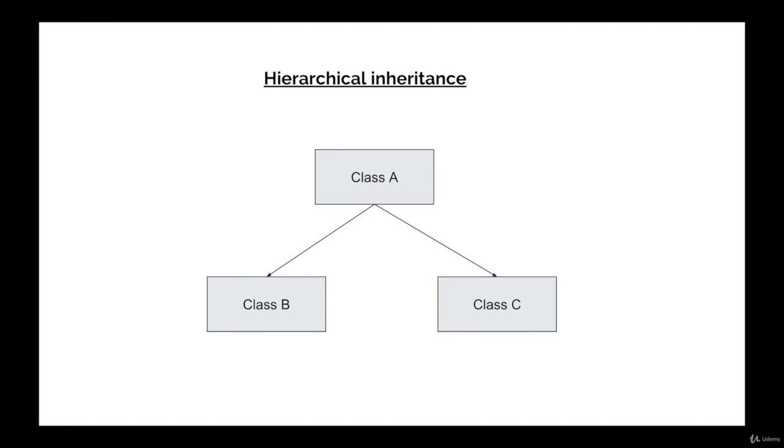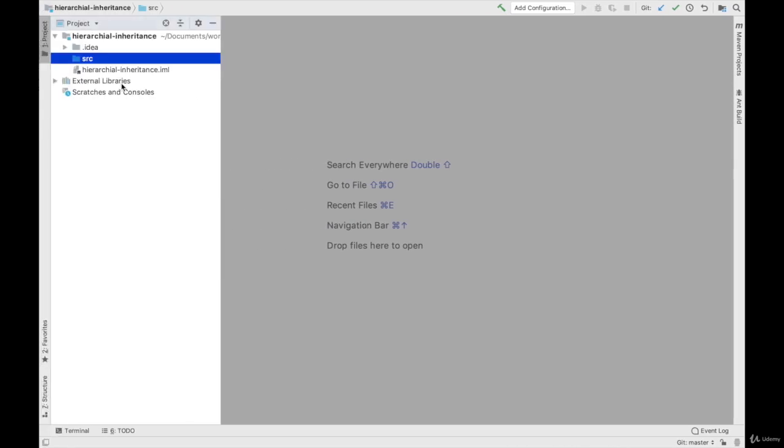Hello guys, welcome back. In this lecture, we are going to take a look at how you can implement hierarchical inheritance in object-oriented programming using Java. On my screen, you can see how hierarchical inheritance is implemented. We have class B and class C which extend class A. So both these classes extend the same class. We are going to implement this particular relationship. I'll hop on to our IDE, and I've already created a sample project called hierarchical inheritance.